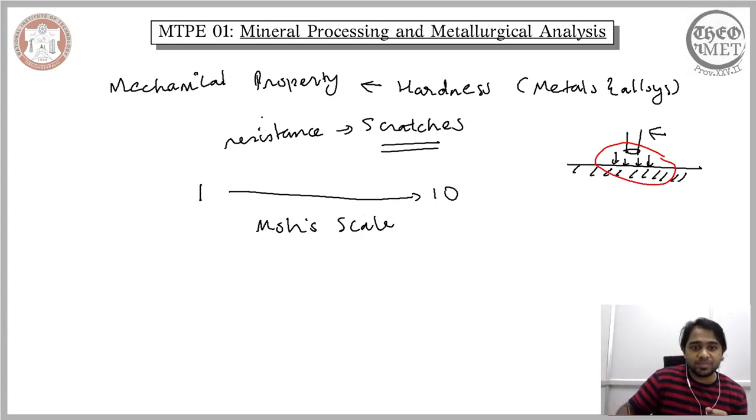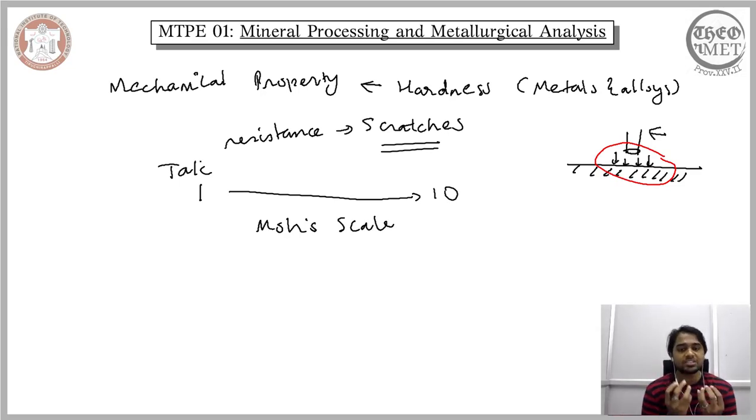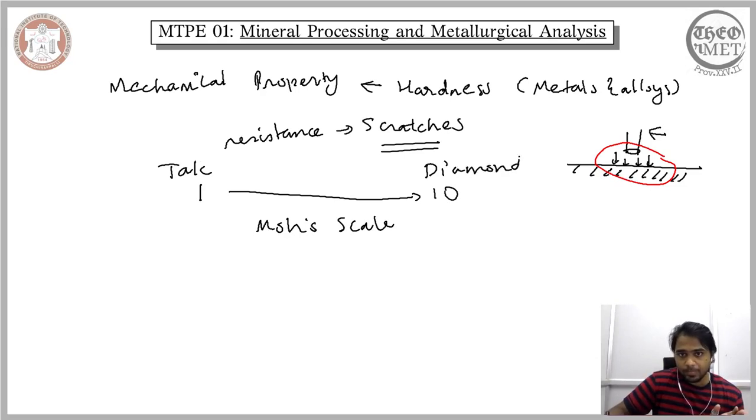So in the first place you have talc. This means talc offers the least amount of resistance to scratches, and in the last place, on the 10th place, you have diamond, which offers the utmost resistance to scratches. So essentially you have between 1 to 10 other 8 minerals.